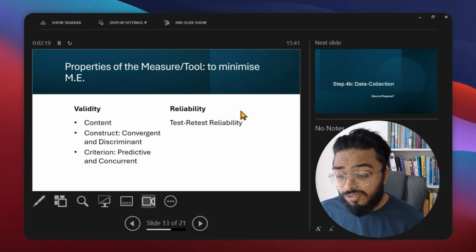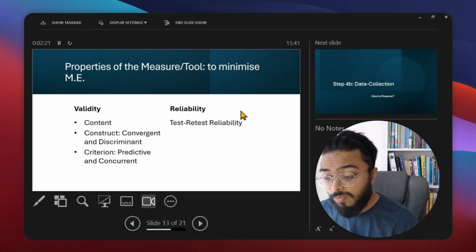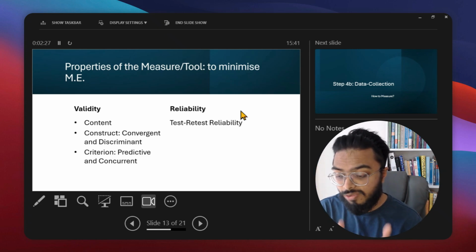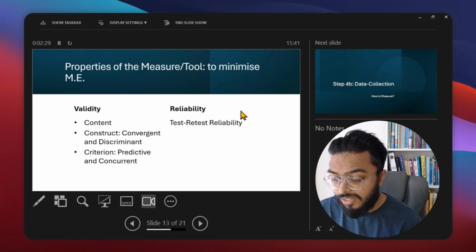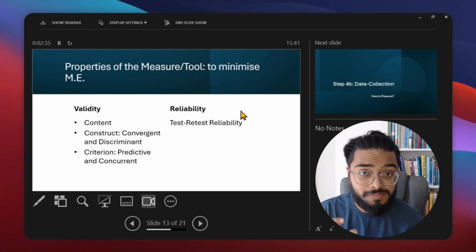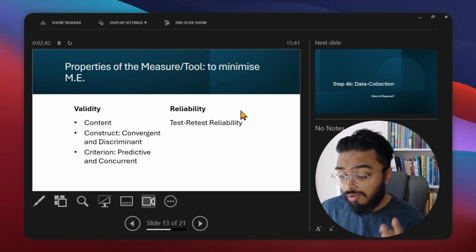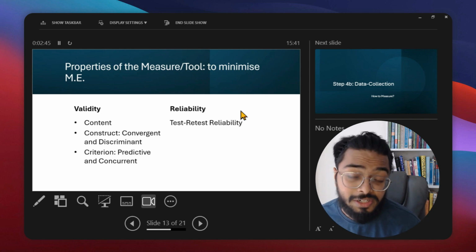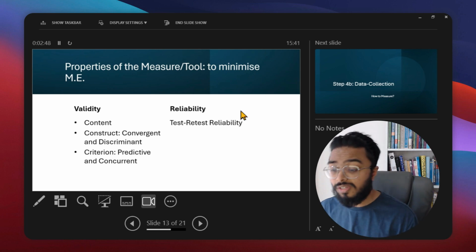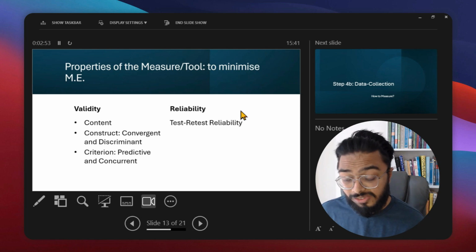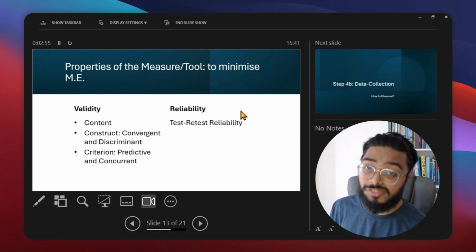And construct validity is about whether your test measures the theoretical construct or trait it is intended to measure. This type of validity is especially important for abstract variables like intelligence, anxiety, motivation, for example. There are two subtypes within this: convergent validity and discriminant validity. Convergent validity indicates that the test correlates well with other tests that measure the same construct.